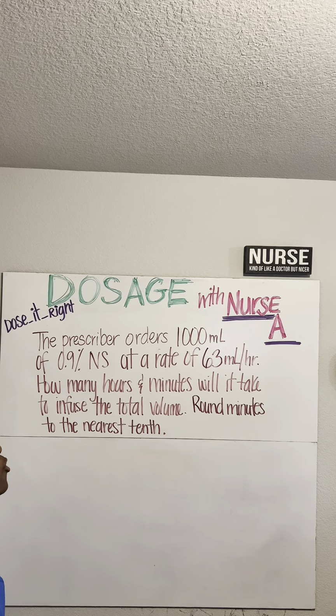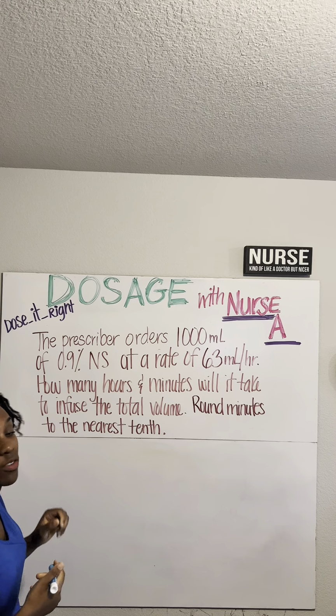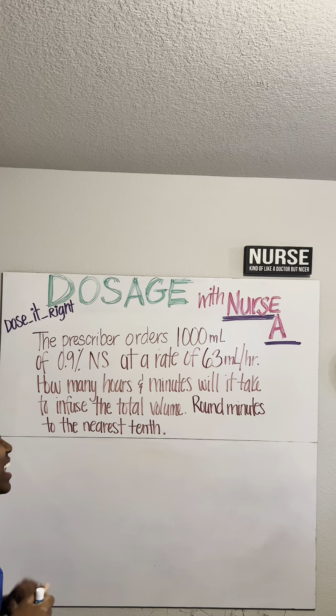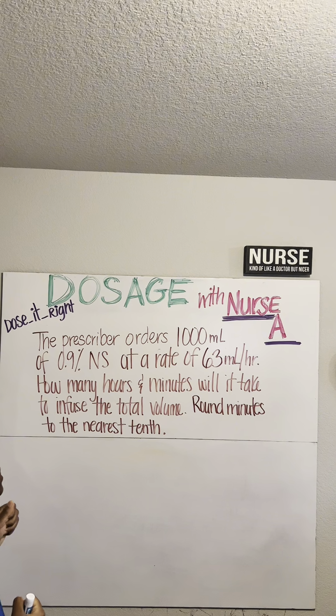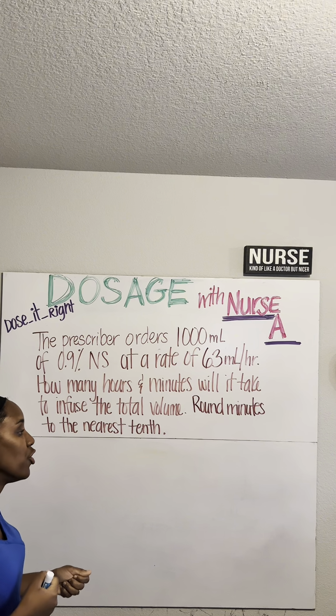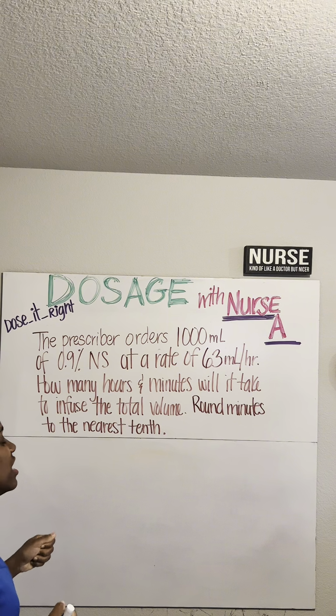The prescriber orders 1,000 mLs of 0.9 normal saline at a rate of 63 mLs per hour. How many hours and minutes will it take to infuse the total volume? Round the minutes to the nearest 10.